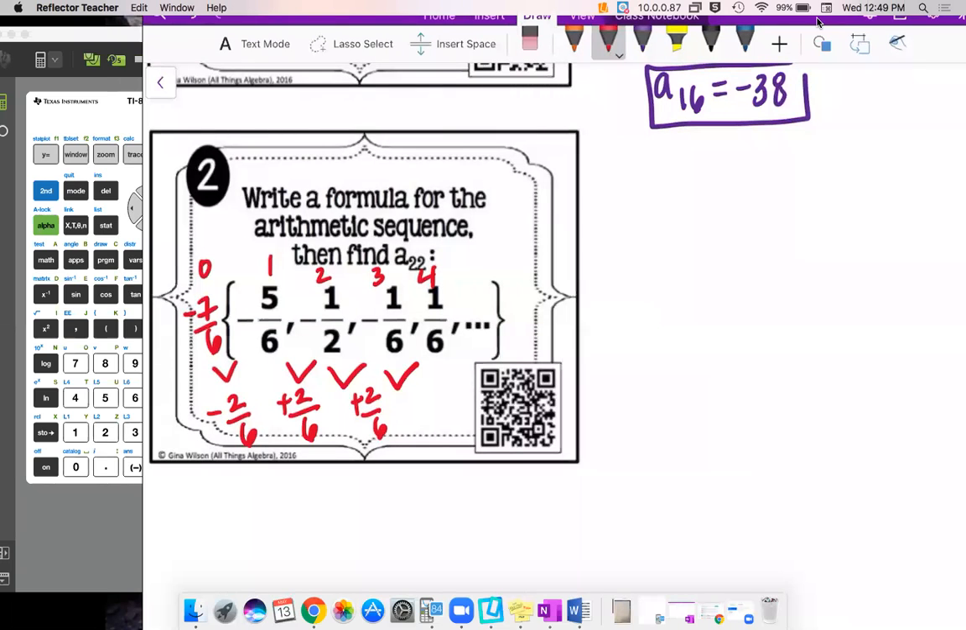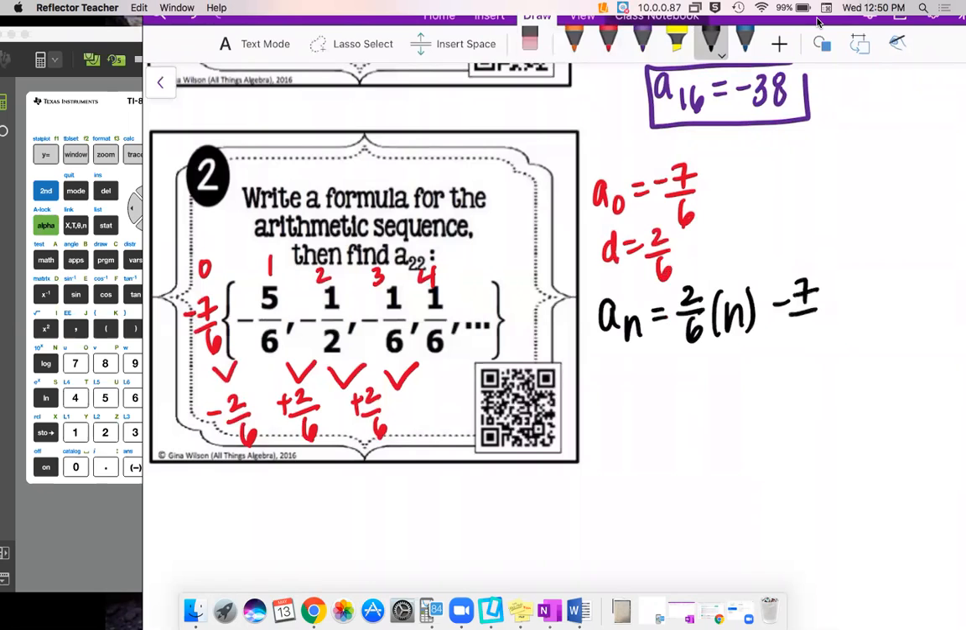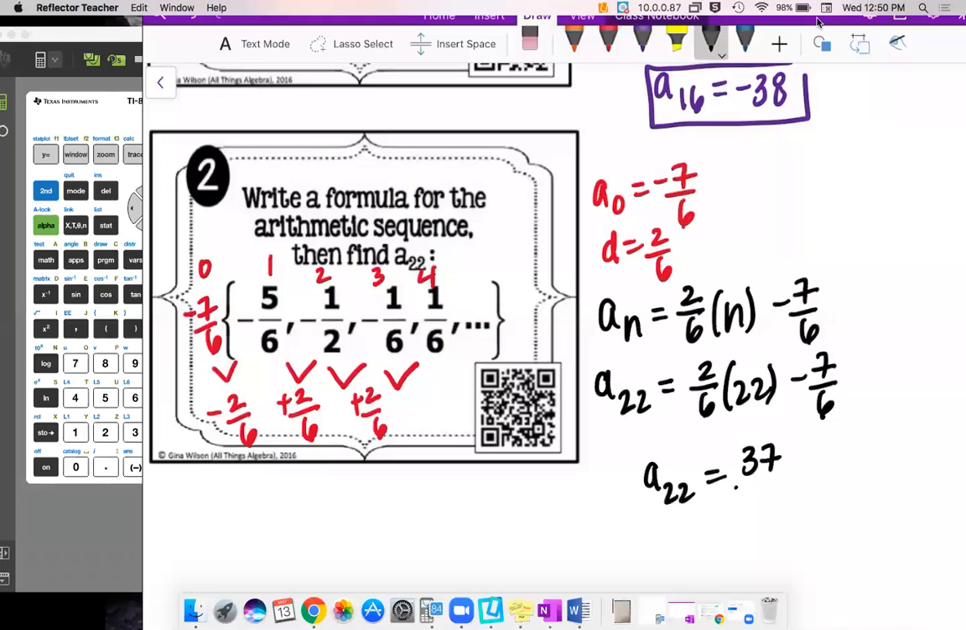Okay, so then we just write our formula. So we know our a sub 0, our 0 term is -7/6, and our difference is we're adding 2/6 over and over again. So our equation would be a sub n is 2/6 n minus 7/6. And then if we want to find a22, the 22nd term, we just do 2/6 times 22 minus 7/6. And if you plug that into your calculator, you guys will end up with the 22nd term is 37/6. And then that's going to be your final answer for this one.